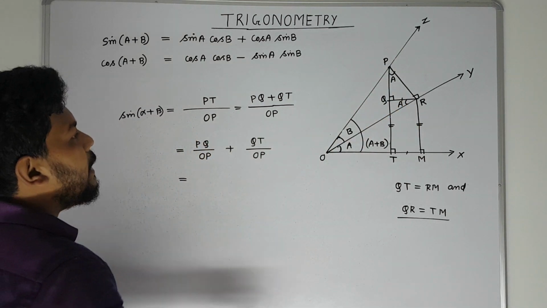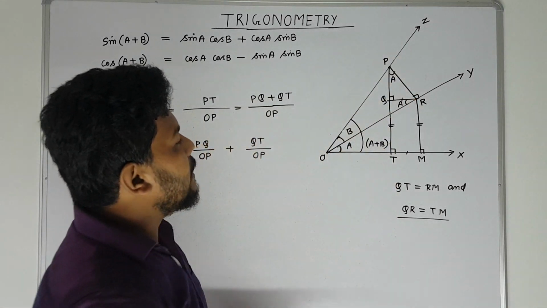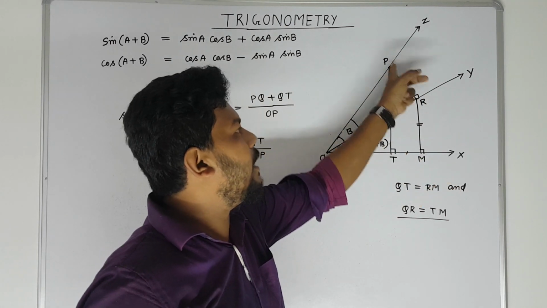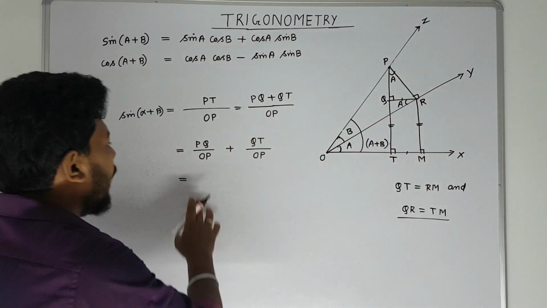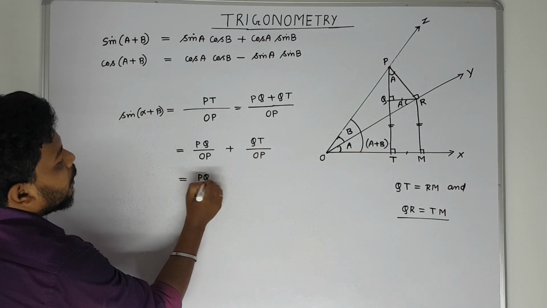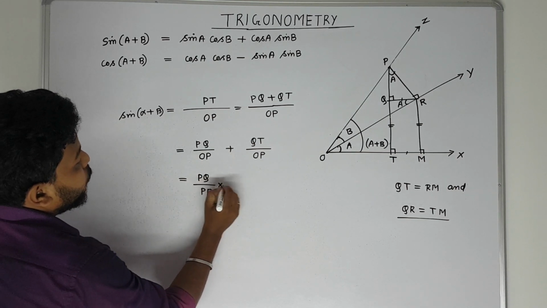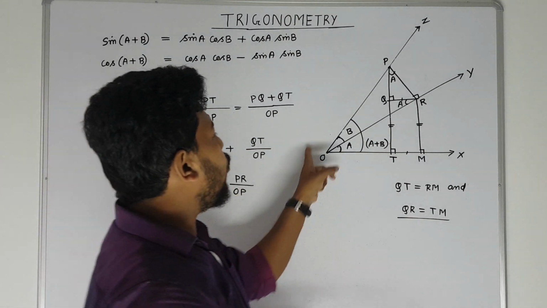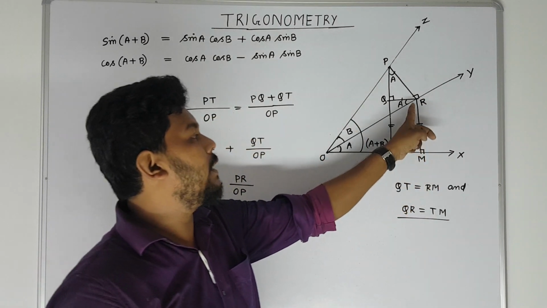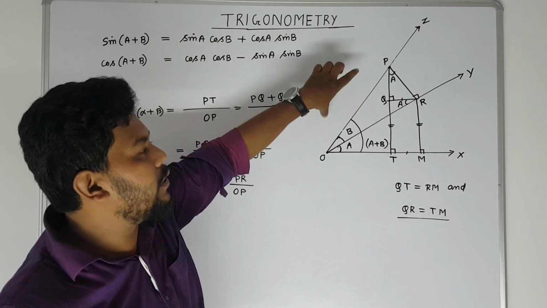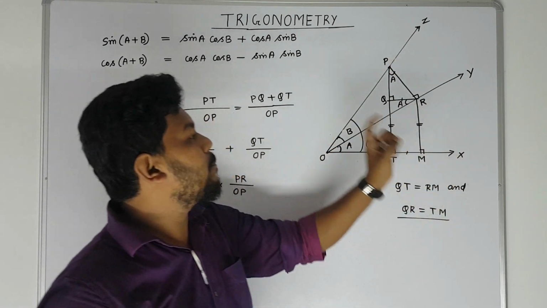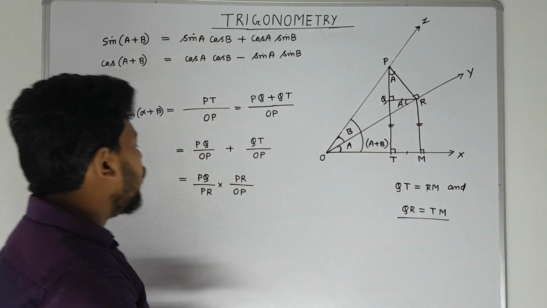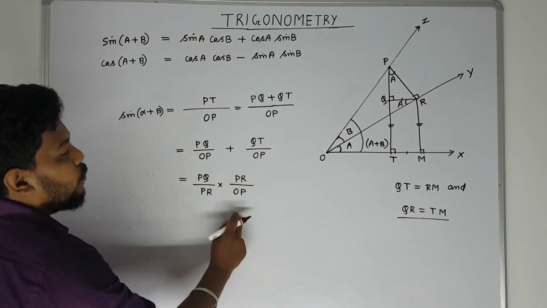Okay, so your PQ is the base for the triangle PQR having angle A and PR acts as the hypotenuse. So if I write PQ by PR into PR by OP. Now for the triangle OPR, it is right angled at the point R. So OP acts as hypotenuse and PR is the perpendicular if the angle B is POR. So PQ by PR into PR by OP.